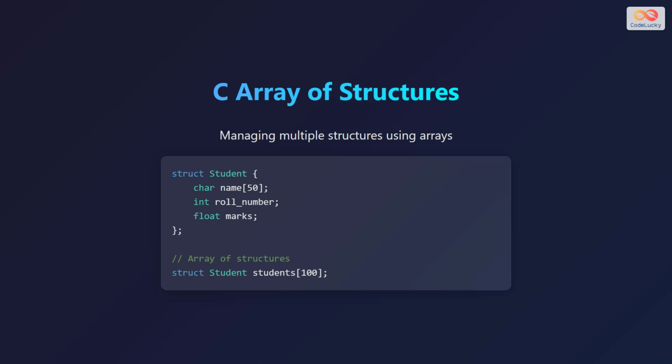For example, we can define a structure named student, with members like name, as a character array of size 50, roll number as an integer, and marks as a floating point number. Once the structure is defined, we can create an array of structures. For instance, to create an array named students that can hold 100 student structures, we declare it as struct student students of size 100. This array allows you to store and manage data for multiple students in a structured manner.